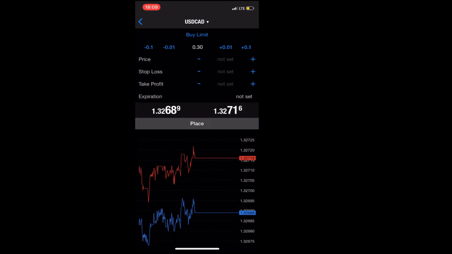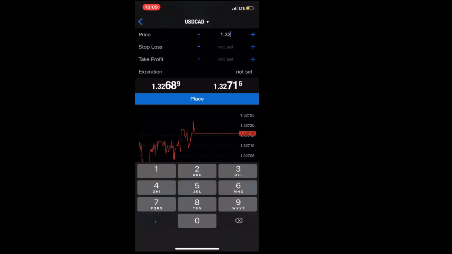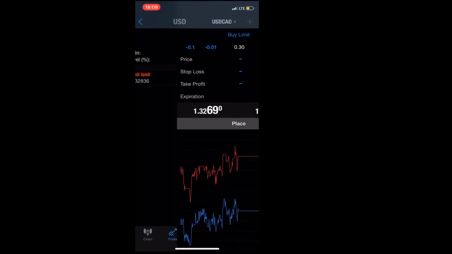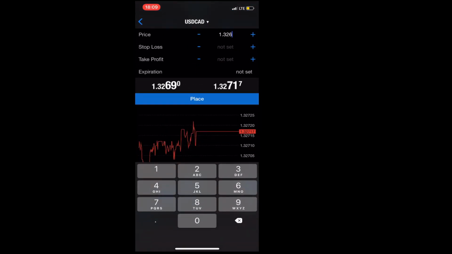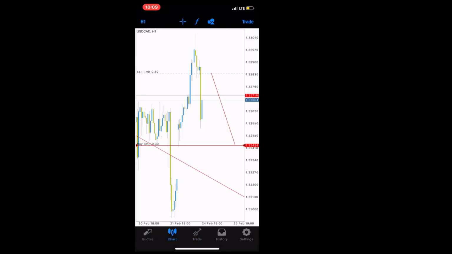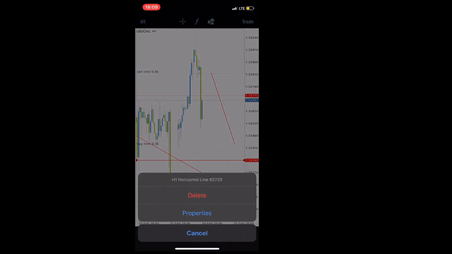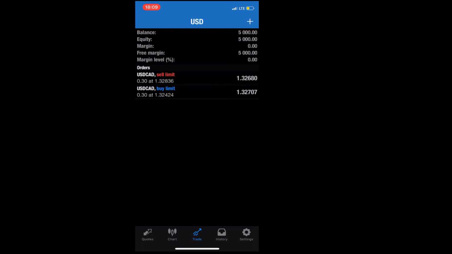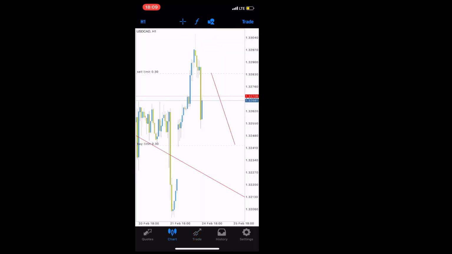So if you click buy limit there, 1.32424. There you go. Now we can actually place the order. So now place, and then you notice that you have both your buy limit and sell limit orders there. So you can delete any of these at any time. It's not like they're there permanently.